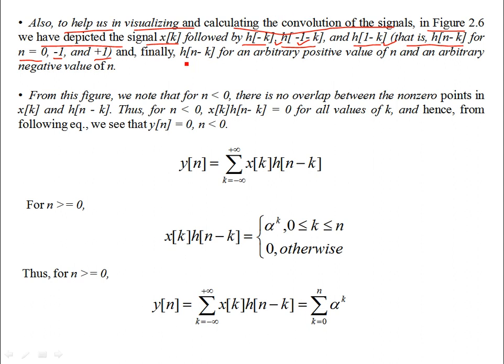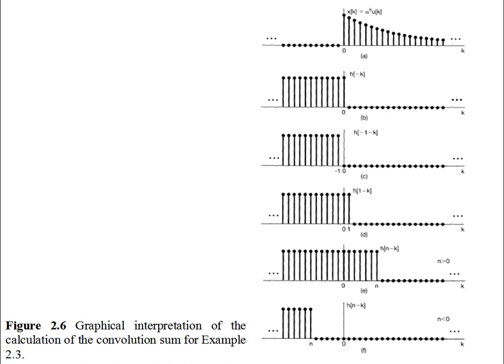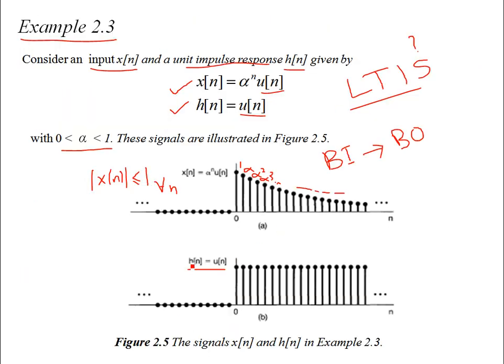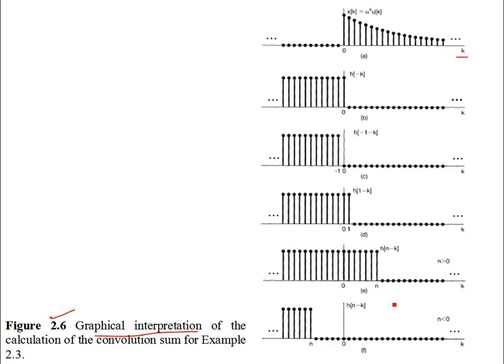So we have these three sequences depicted in figure 2.6, and then finally there's another sequence, h of n minus k for an arbitrary positive value of n and an arbitrary negative value of n. So there are 5 sequences in figure 2.6. This shows a graphical interpretation of the calculation of the convolution sum for example 2.3. You have the sequence as a function of k, so this x of k is alpha to the k times u of k, and then I have the flipped version of the unit step function h of n, which is the impulse response of the system, flipped as a function of k. This is h of minus k, which implies n is 0.